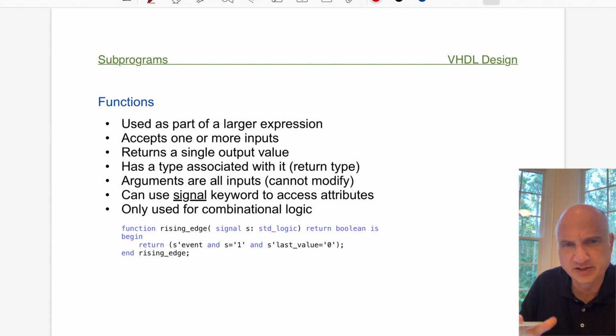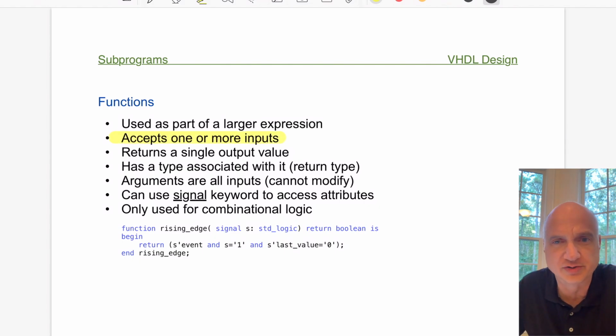So here are some key characteristics that we want to remember. They accept one or more inputs, so you can have as many inputs as you want. Now, obviously, you can get out of hand. You don't want 20 inputs into your function.